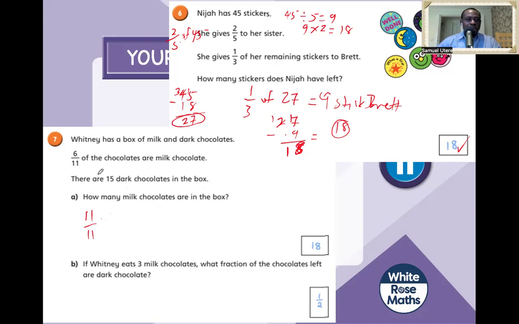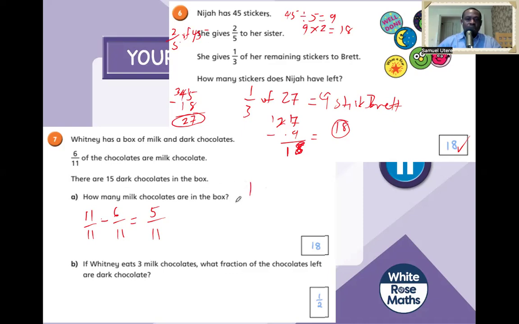Okay, so if 6/11 of the chocolates are milk chocolates, it means the dark chocolates, all right, so 15 dark chocolates, so 11 out of 11. So 11/11 minus 6/11 will give us the dark chocolates because these are the milk chocolates. So this is now 5/11. Yeah. So 5/11 represents 15 dark chocolates.